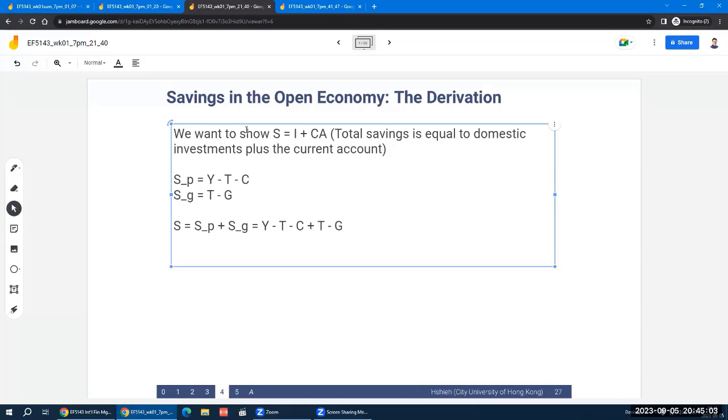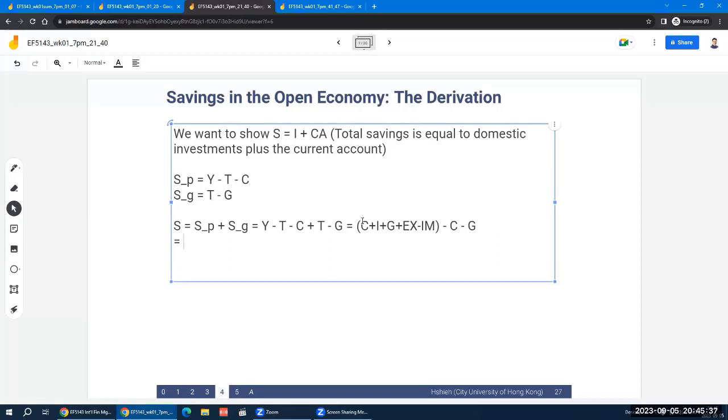And then realize that the T's cancel out. We can also substitute the Y with the full GNP equation: C plus I plus G plus EX minus IM, minus C minus G. The T's go away, you still have minus C minus G, and we simply plugged in the GNP equation for Y. So we notice that the C's cancel out, the G's cancel out, and all we're left with is I plus EX minus IM, or in other words, I plus CA. Done.